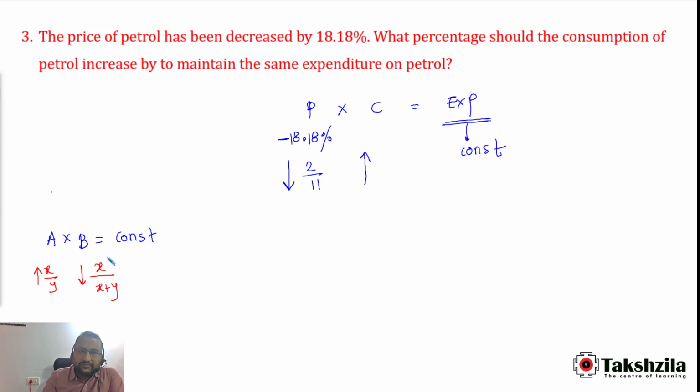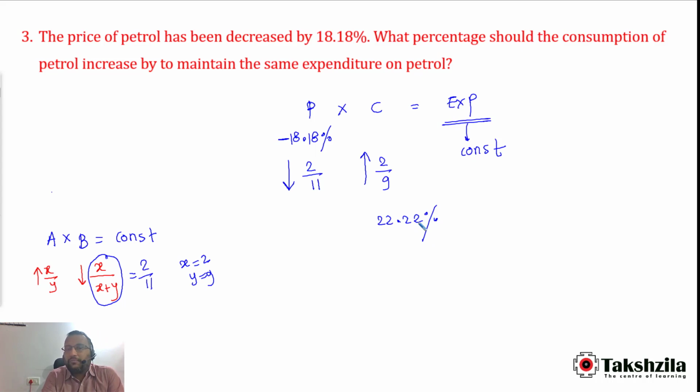So over here, this value is nothing but 2 divided by 11. So if you compare this, x is equal to 2 and y is equal to 9. So the consumption should increase by x divided by y, that is 2 divided by 9, that is equal to 22.22%. So if price of petrol decreased by 18.18%, we can increase consumption by 22.22% to keep the expenditure on petrol constant.